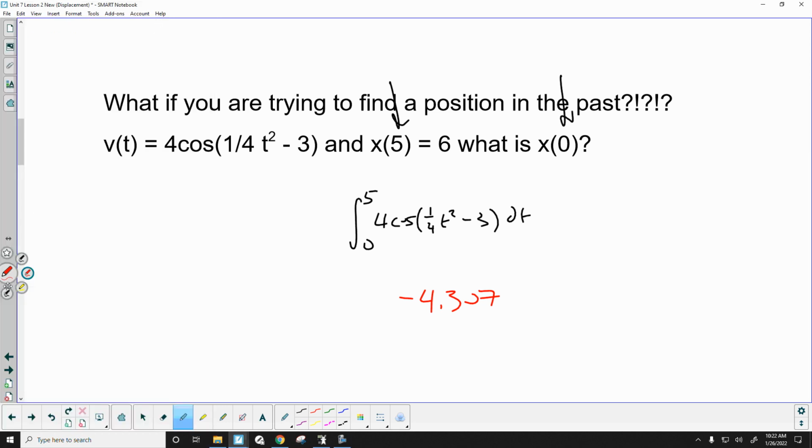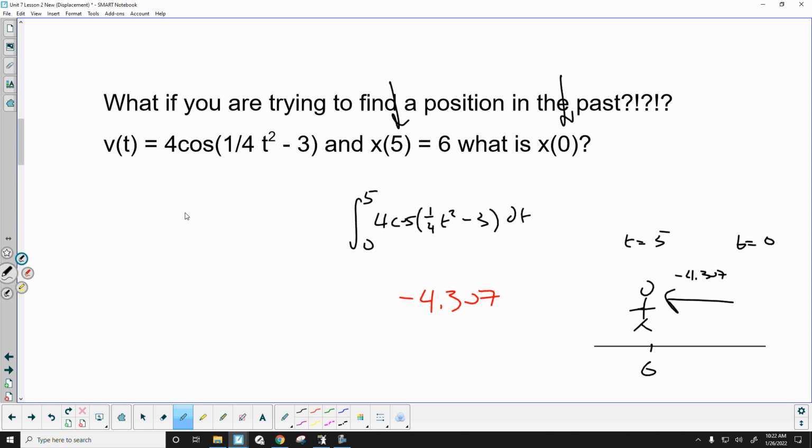This tells me that I ended up displacing 4.307 units to the left from my 0th second to my 5th second. What position am I given? My 5th second is 6. How can I find my 0th second? I will add a positive, because I will have to go to the right to figure out where I started at my 0th second. Watch this, guys. It's the same. You just figured it out naturally.